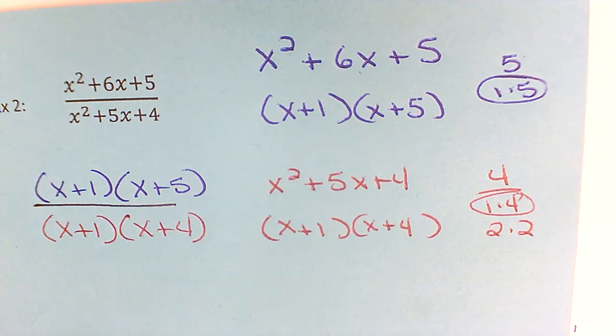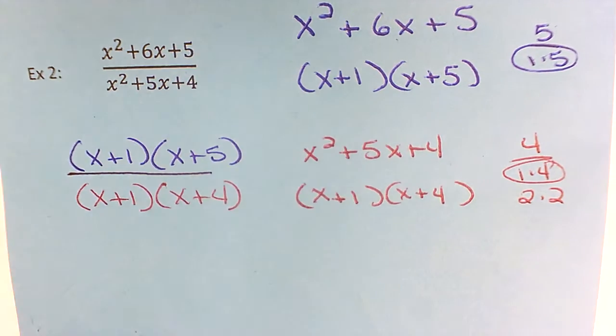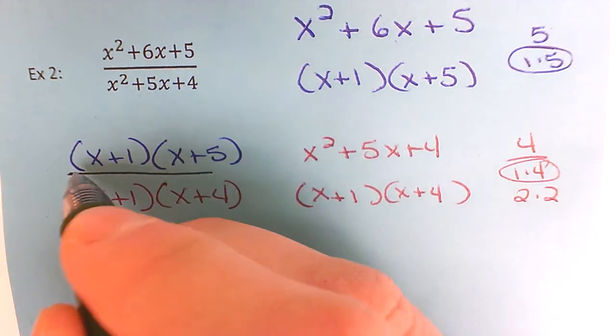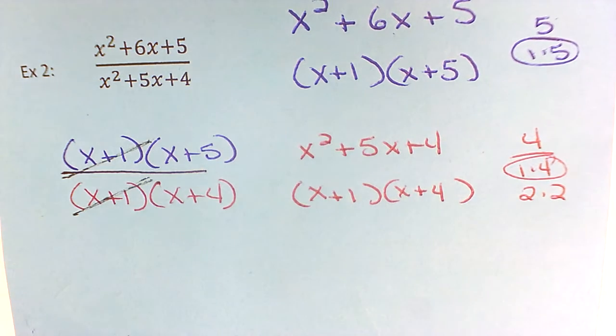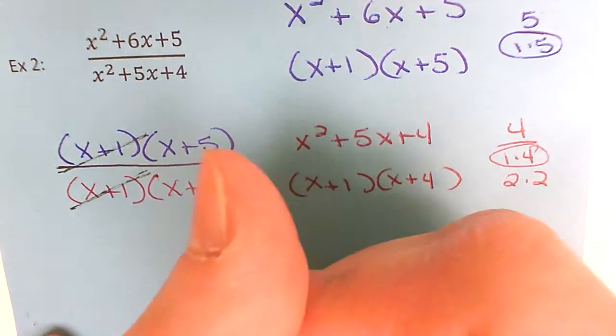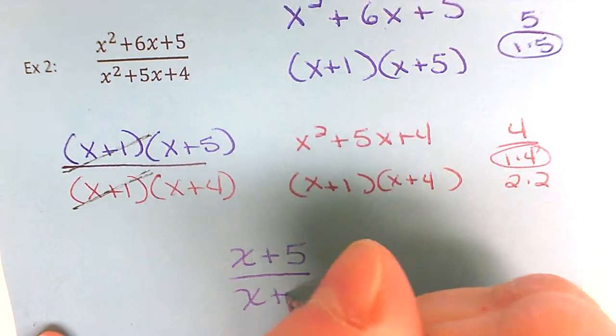Now that I have both sides factored out, I can cancel out anything that they have in common on top and bottom. So I've got x plus 1 and x plus 1. Those two things cancel each other out. And what I have remaining is my answer. So I'm going to go ahead and write down here, my answer is x plus 5 divided by x plus 4.